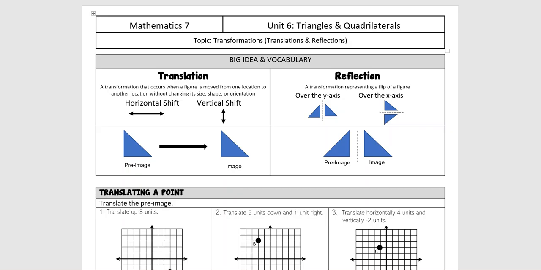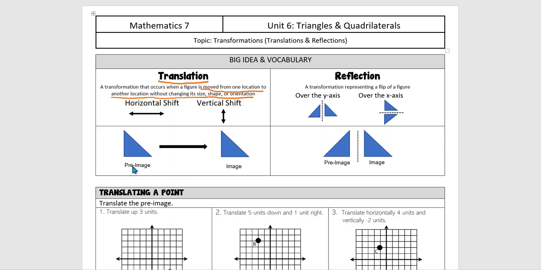The first transformation that we're going to look at is called a translation. Now, we've probably seen the word translate before when we talk about moving between two different languages. But when we talk about it in terms of transformations, this is when we're moving from one location to another. The size always stays the same, so we're not changing the size. The shape doesn't change, and the orientation doesn't change.